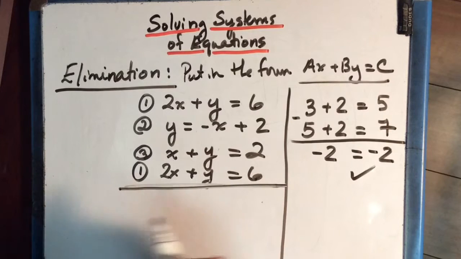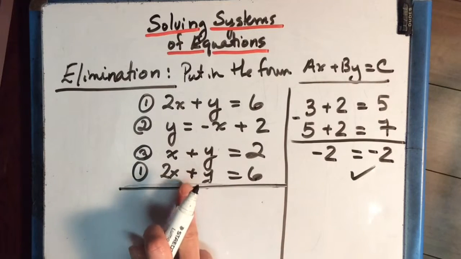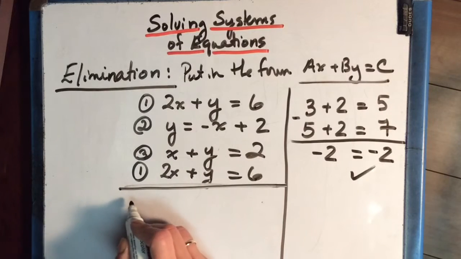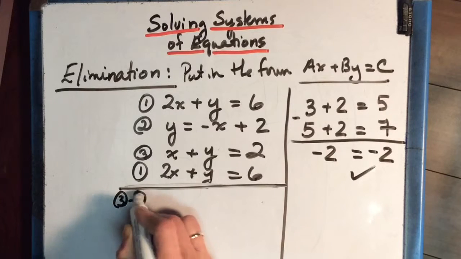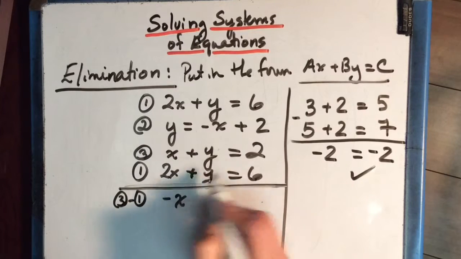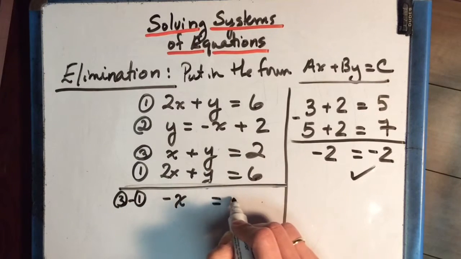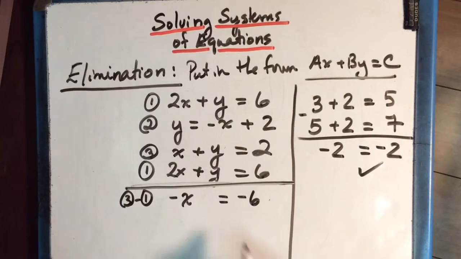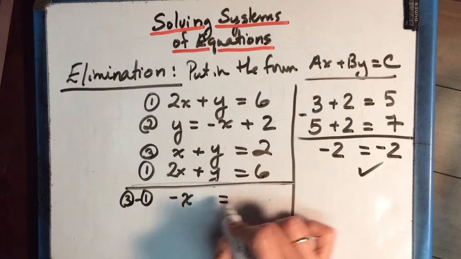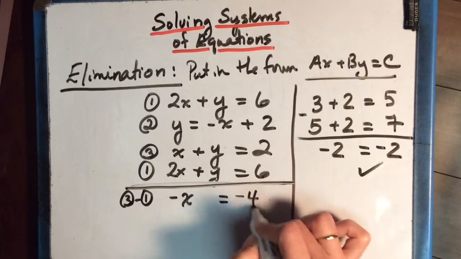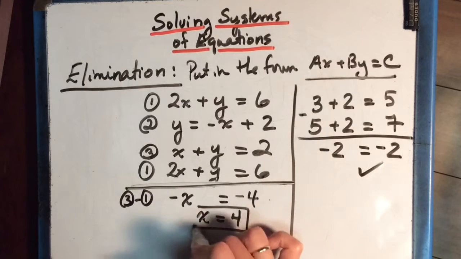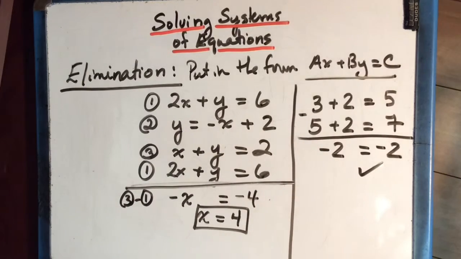I can do that by either adding or subtracting depending on the sign. If both are pluses, then I will subtract. If one of them is a negative, then I can add. So I'm going to say 3 minus 1, and that's x minus 2x. That leaves me with negative x. y minus y is 0. 2 minus 6 is negative 4. Then if we divide by negative 1 on both sides, x is equal to 4. And we know that if I plug this in, I'll get y is equal to negative 2.